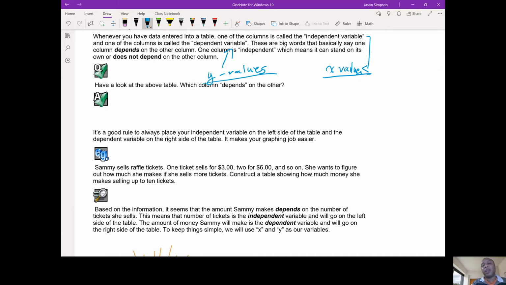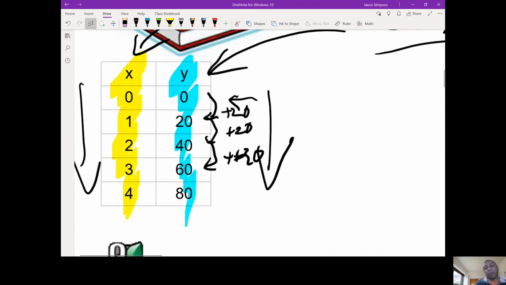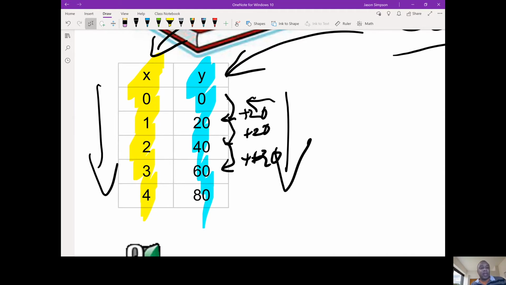So depending on what x values we choose, the y values come up in a certain way. So if you think about it, when we are looking at our original set of numbers here, I choose the x value that I want. I choose the number of books that I want, and then I can look over to the right, and I can realize that if I choose 2 books, it's going to cost me 40 bucks, and if I choose 4 books, it's going to cost me 80.